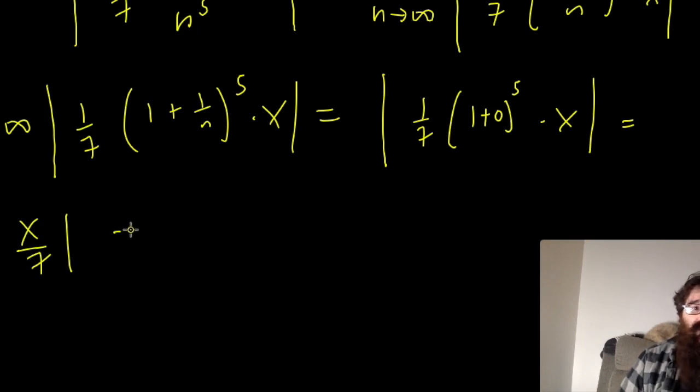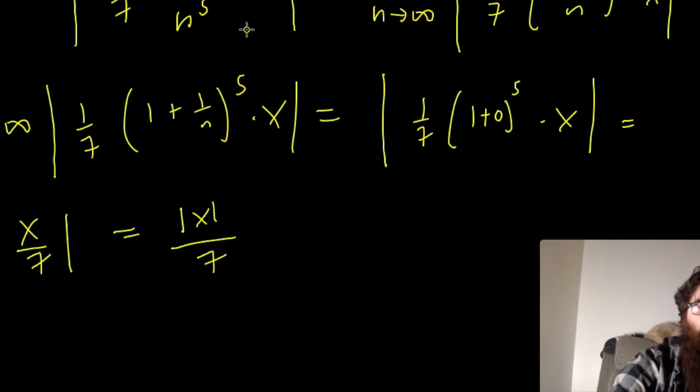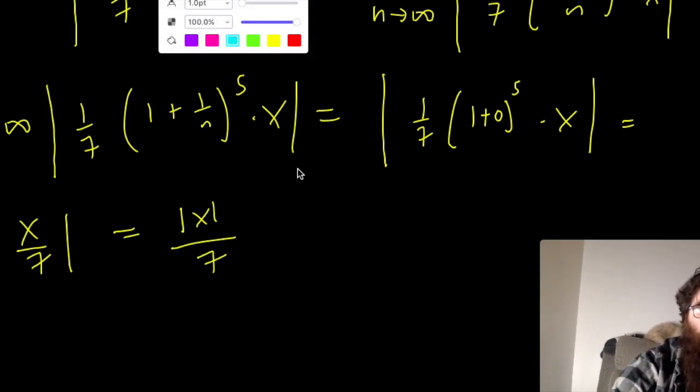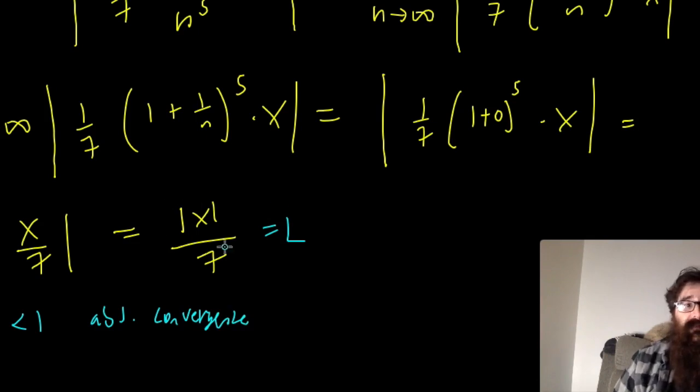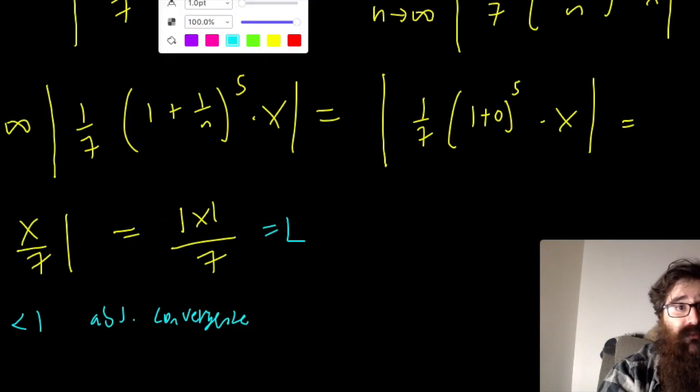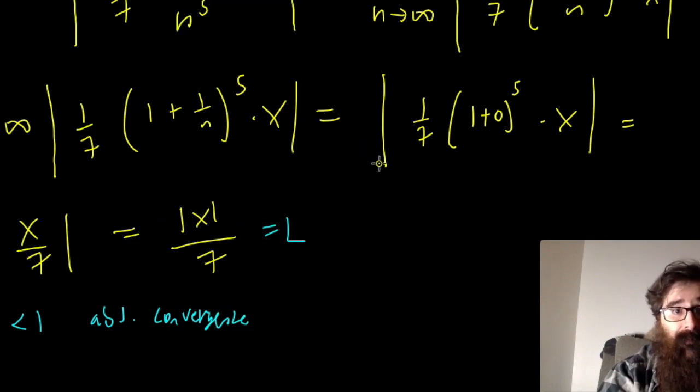Or if you'd like to, you could even say, well, the 7 in the denominator is positive, so I could actually write this as absolute value of x, then divided by 7. And this is my limiting value, capital L. Remember, we're saying if L is less than 1, that's where we have that absolute convergence. And this doesn't give me a numerical value out. It gives me something still in terms of variable x. So I have to work with this a bit more. I have to sort of play around with it and get a result from it.